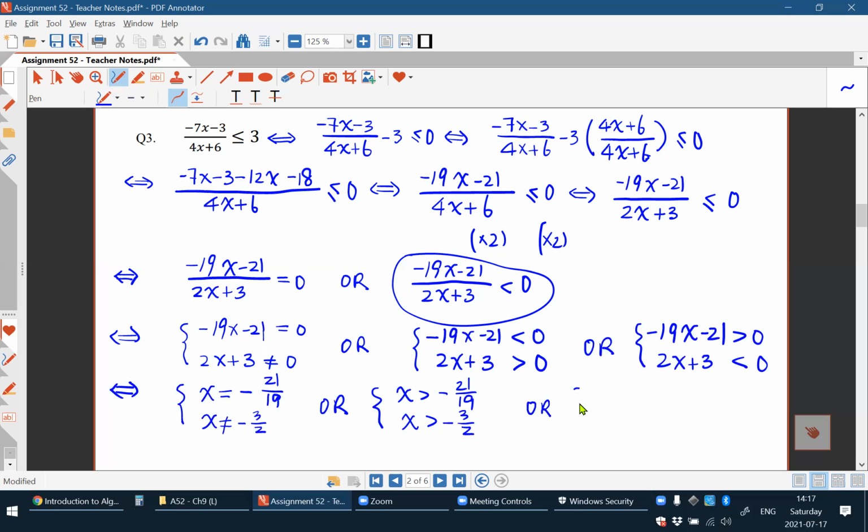Okay, third case. First, x must be smaller than minus 21 over 19. Second, x must be smaller than minus 3 over 2, right? Okay, next we need to compare these two numbers, which is larger. So minus 21 over 19 is about minus 1.1 something, right? And minus 3 over 2 is exactly minus 1.5. So which one is larger?